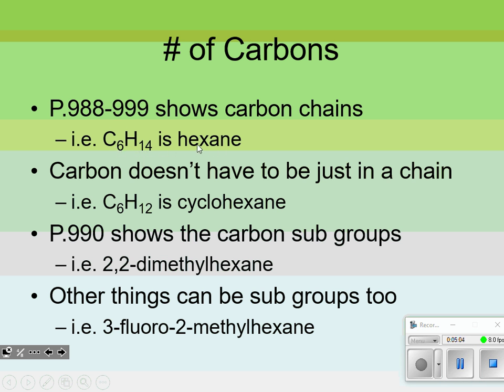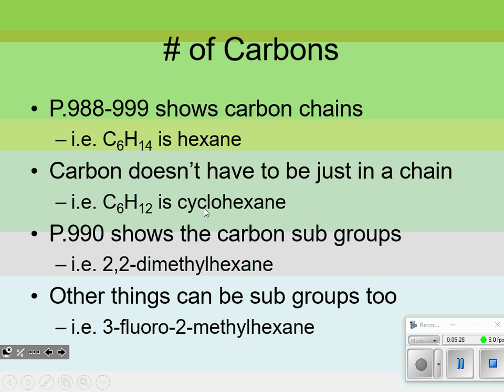C6H14 is hexane. Again, hex is the prefix for 6. Ane means it's an alkane, all single bonds. However, as I mentioned in the second bullet point, you don't always have to have the carbons in a chain. They could be in a ring, a cyclo. Now, this is something that I don't believe was directly mentioned in the reading that you did for today, so that's why I wanted to bring it up.